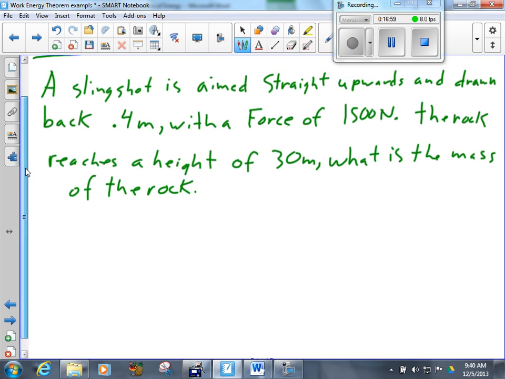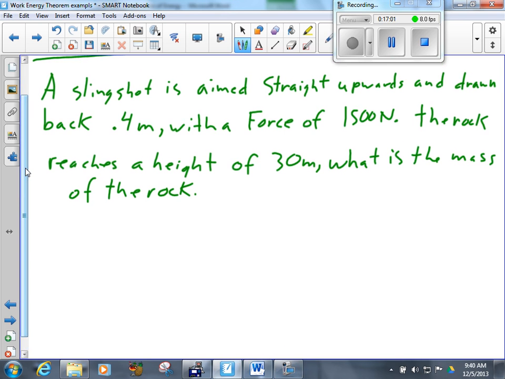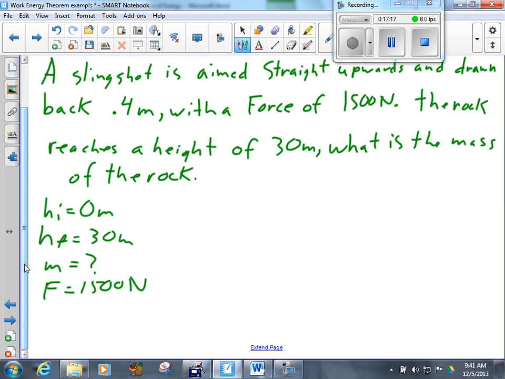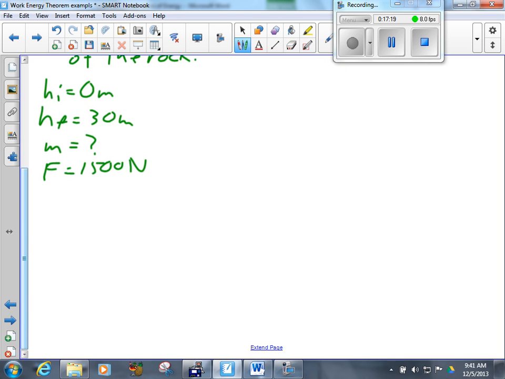So that said then, what kind of energy is being changed in this one if we're dealing with height? Potential energy. So we know that our initial height is 0 meters. Our final height is 30 meters. We don't know the mass of the rock. We know the force, 1,500 newtons. I think this rock is going to be ridiculously large, but that's what happens when I pick numbers out of my head. And the distance here is 0.4 meters.